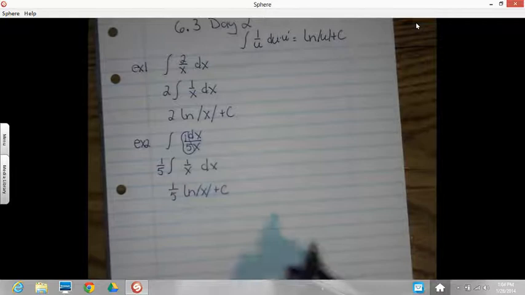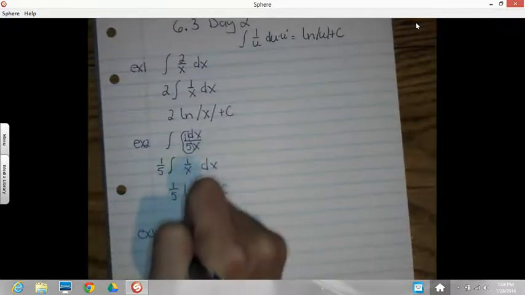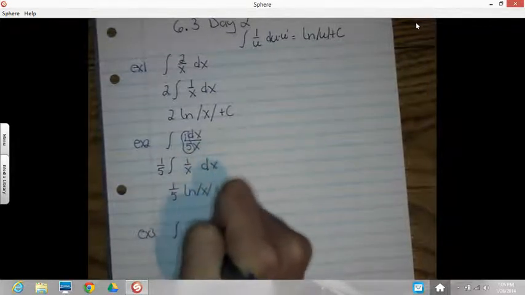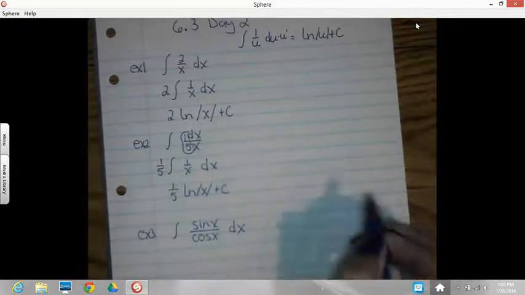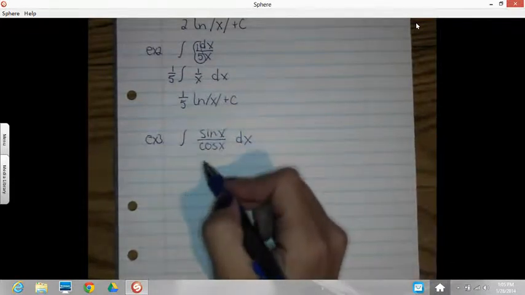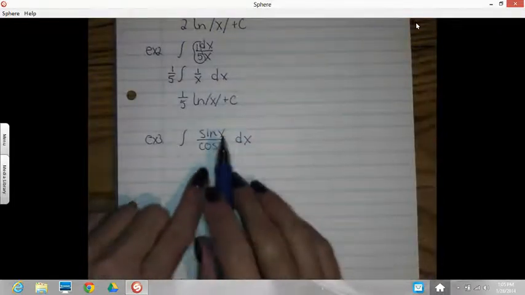Okay, another one. Integral of sine x over cosine x dx. Okay, well right away you might be thinking, oh, sine over cosine, that simplifies to tangent. But I don't have an integration rule for tangent yet. That's coming in another chapter, but not this one. So I have to do something else. And because we're doing the 1 over u thing, it looks like my u should be the cosine.